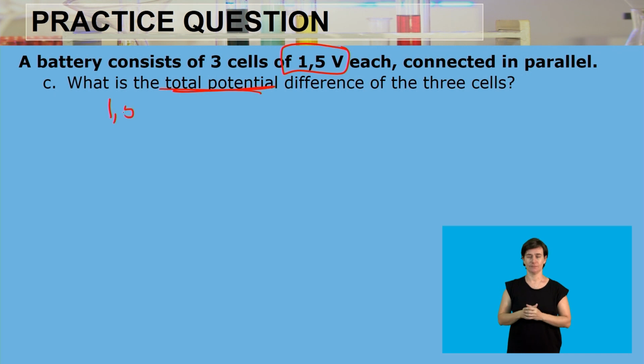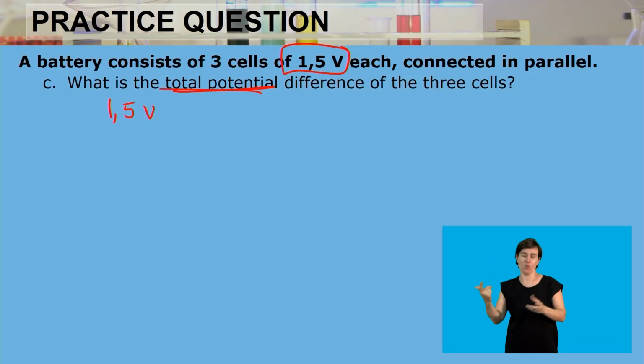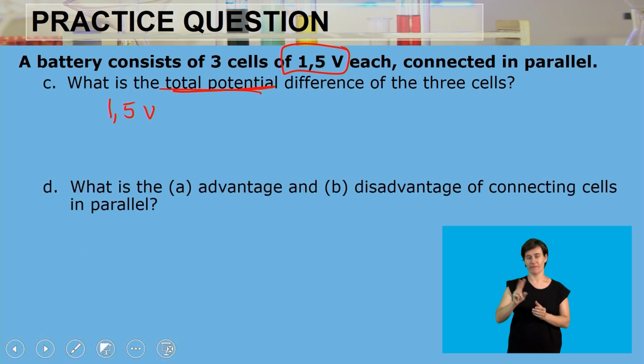So it's going to be equal to the 1,5 volts, because all of those negatives are going to sum up to just one negative, and all the positives will just sum up to one positive. And remember, each cell has 1,5 volts. So if all three are summing up to just one cell, that means those three cells will have the total potential difference of 1,5 volts.